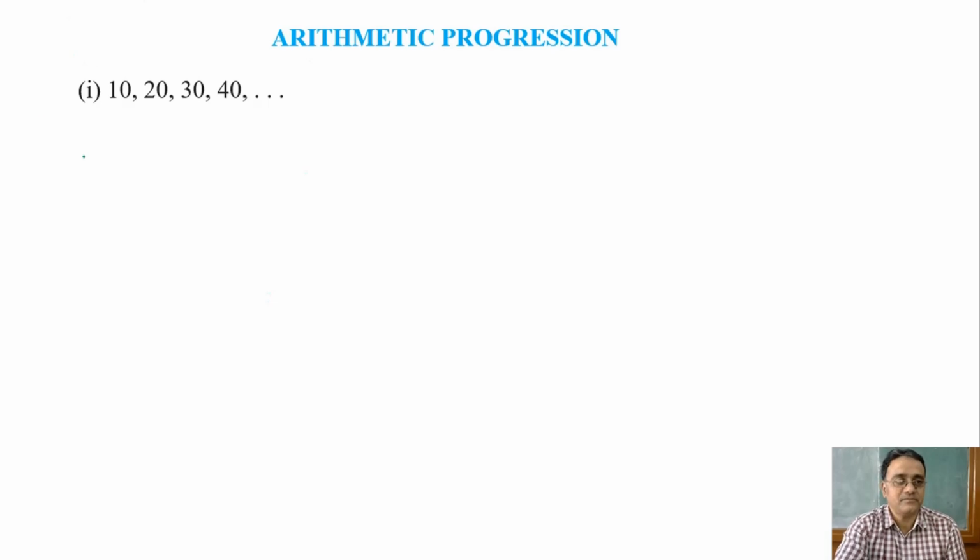sequences. See here, 10, 20, 30, 40. Can you predict the next one? 50. Okay, and what we are observing in this one, that if we add 10 to each term, we are getting the next term. Okay, plus 10 plus 10 plus 10 करते जाएंगे तो next term आते जा रहा है.